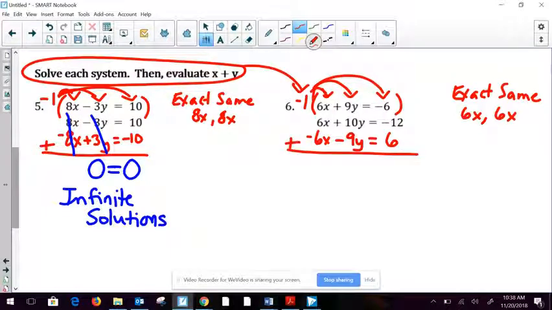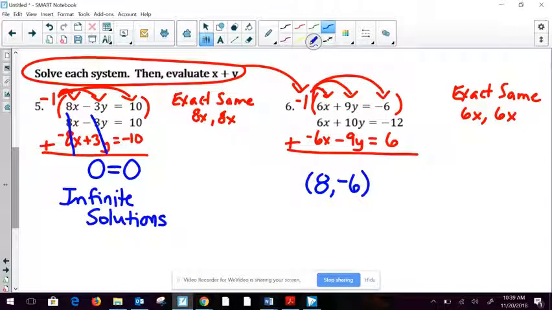What I want you guys to do right now is hit pause and figure out what your solution is. So hit pause now and work out the problem. Okay, so now that you've had a chance to work out the problem, did you get the point 8, -6? If you did, amazing. If not, go back and rework the problem or check the notes that are posted to see where you made your mistake.